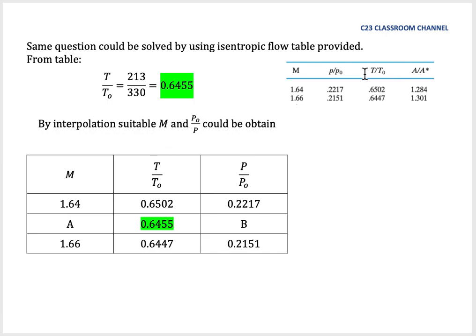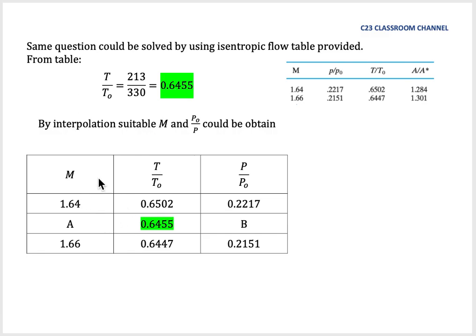Be careful here, because sometimes in the isentropic flow table, it will give you P naught over P, T naught over T, and A over A star columns. A over A star is likely a common term, but sometimes you have the T over T naught column or the T naught over T column. So please be careful and look carefully at what type of table they provide to you. In the table that I show you, and you could also download this table from my website, I give you P over P naught and T over T naught.